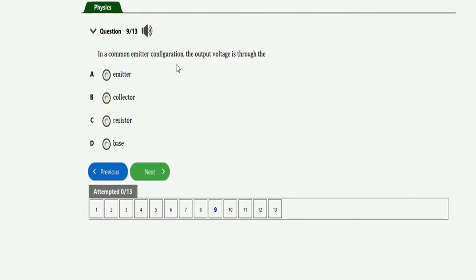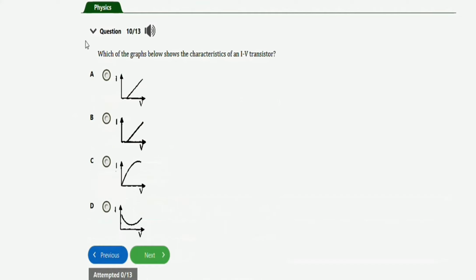So in a common emitter configuration, the output voltage is through the collector. The next question says which of the graphs below shows the characteristics of an NPN transistor? The right graph here is option C. This is the graph that depicts it.